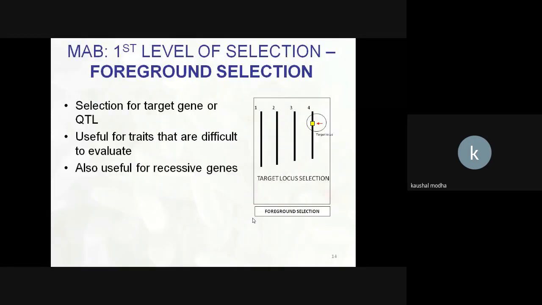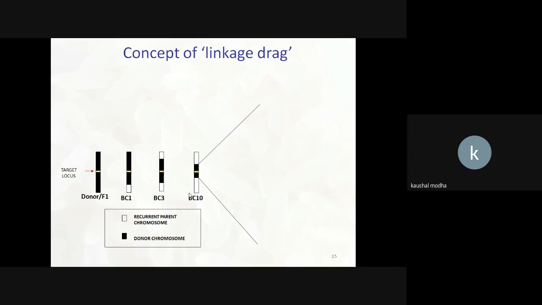Let us consider the first component, which is foreground selection. In foreground selection, as I mentioned, we utilize the tightly linked marker with the target locus. This target locus we are transferring from the donor parent to the recurrent parent. So it is applicable to dominant and recessive genes equally. Once we have the tightly linked marker, we can utilize that for selection of the target locus. So that's foreground selection. We apply foreground selection in each backcross generation, backcross 1, 2, 3, and onwards.